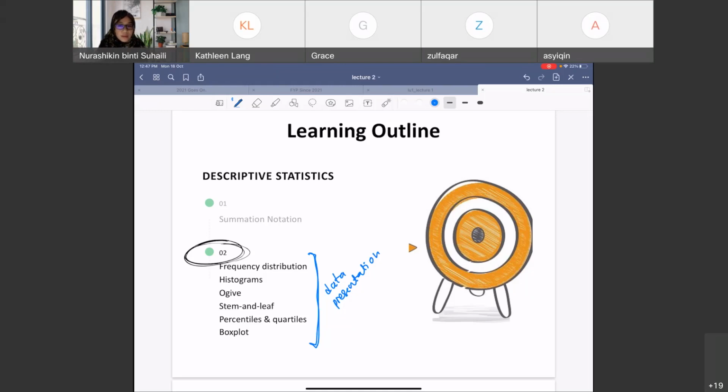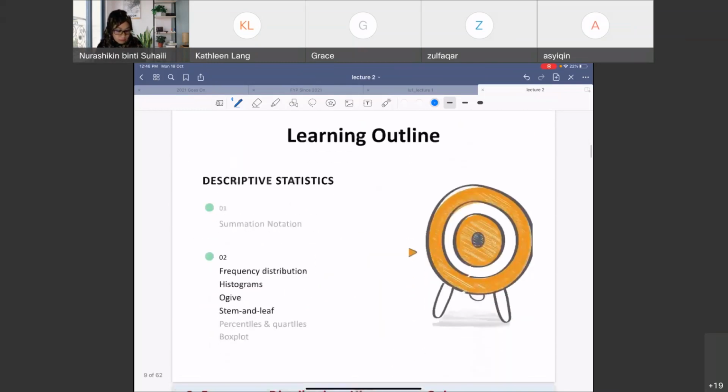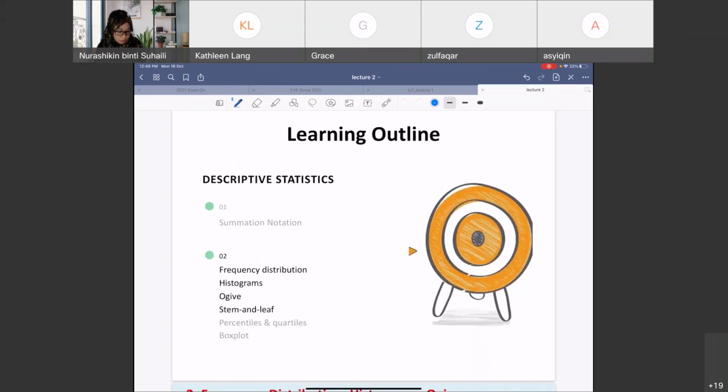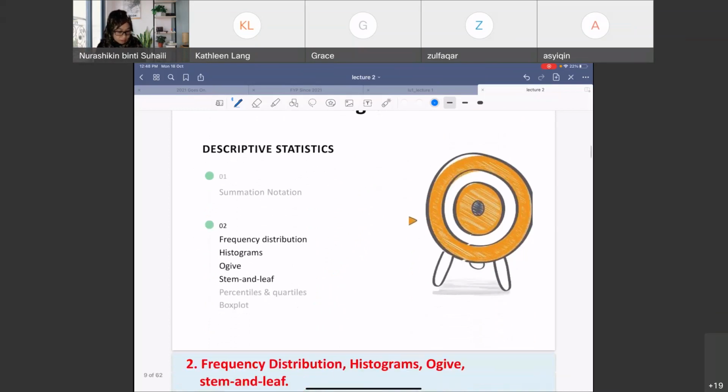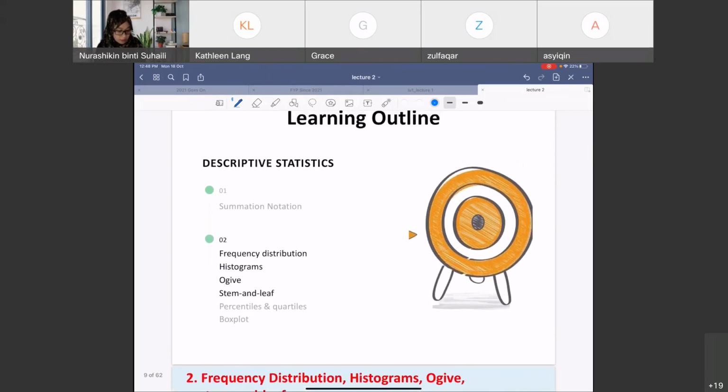And in order to know what type of method, what type of graph we want to choose, we have to understand the available options in statistics. From there, we can relate them to our data and see which one is suitable, okay? Maybe sometimes we need just a table, maybe a histogram, an ogive, or just a simple bar chart. So it depends on our data and the suitability of those methods. First, let's have a look at frequency distribution, histograms, ogive, and stem and leaf.